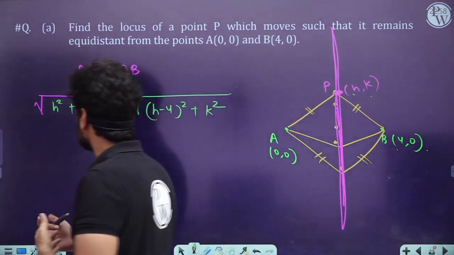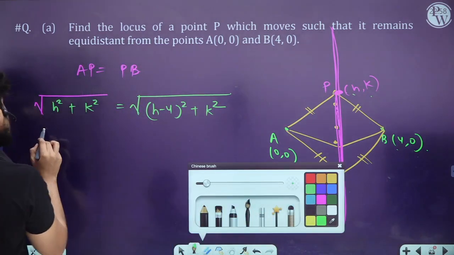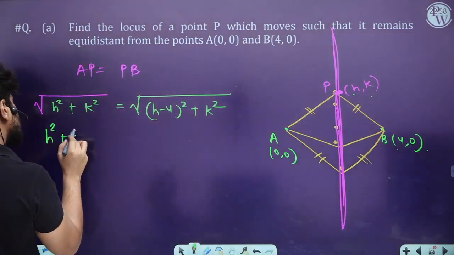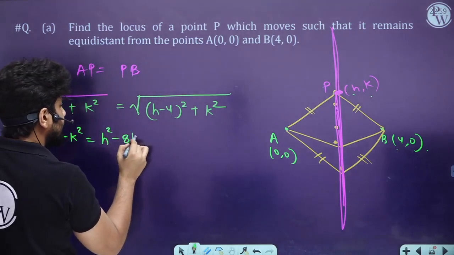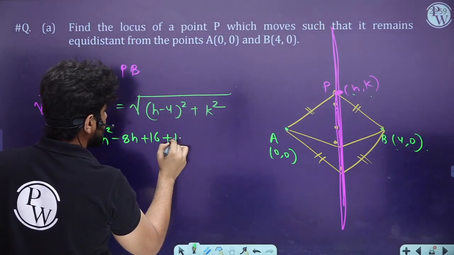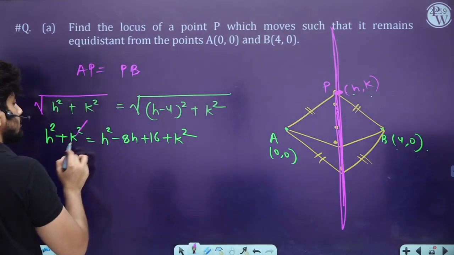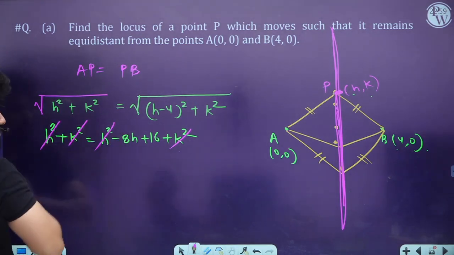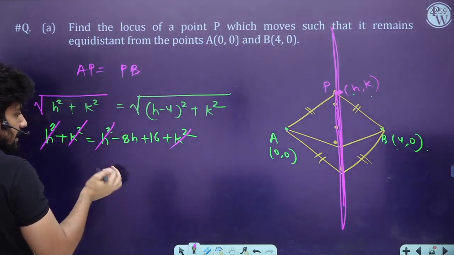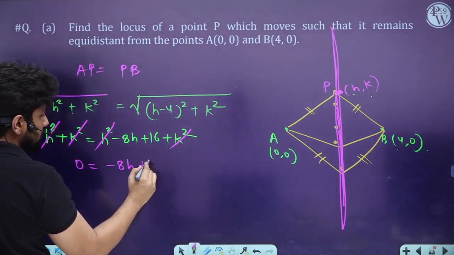Now just simply do the squaring on both sides. So in the left hand side, we get h square plus k square. In the right hand side, we are getting h square minus 8h plus 16 plus k square. Okay, k square gets cancelled out from both the sides. H square also gets cancelled out from both the sides. So only thing we are getting in the left hand side, there is 0. In the right hand side, minus 8h plus 16.